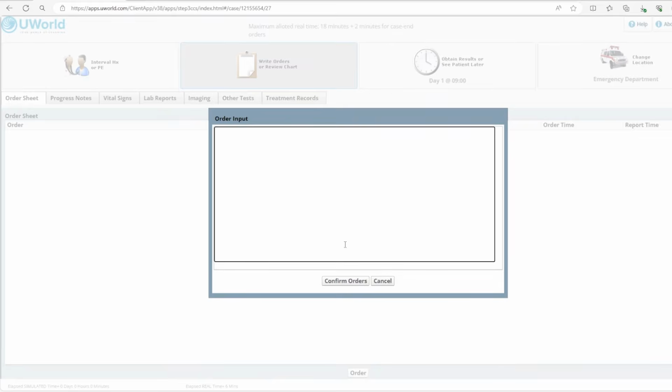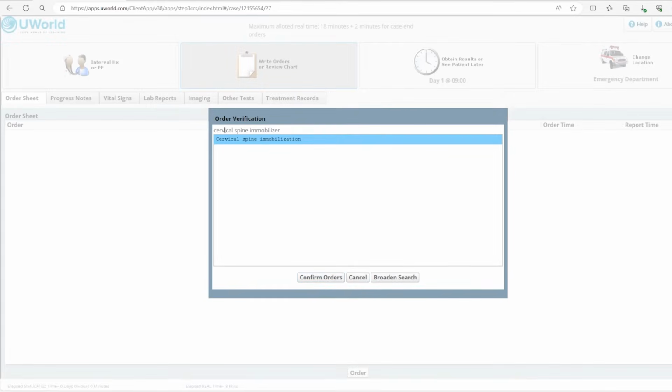Since the patient was involved in a car accident, we're gonna order cervical spine immobilization, or sometimes it helps you to continue the word, so I'm gonna pick immobilizer. You can put all the orders in the same box and then you can start confirming them to save time. We're also gonna order pulse oximetry, blood pressure monitor, cardiac monitor, IV access, normal saline, and oxygen. And then we're gonna start confirming orders. So I'm gonna click confirm orders.